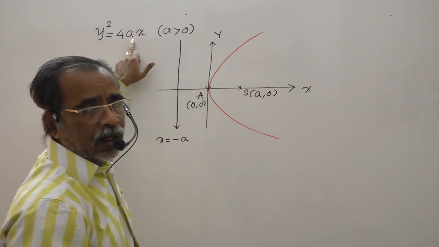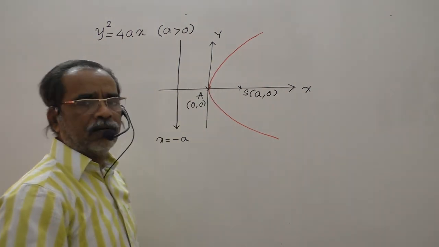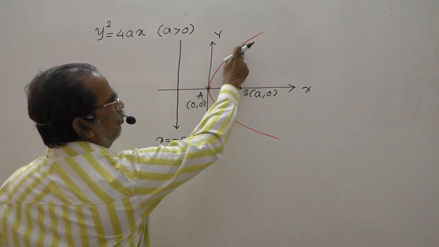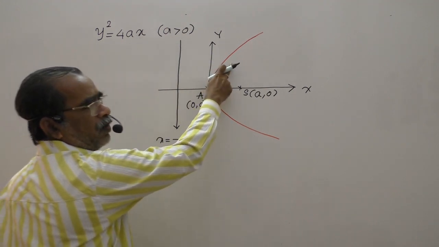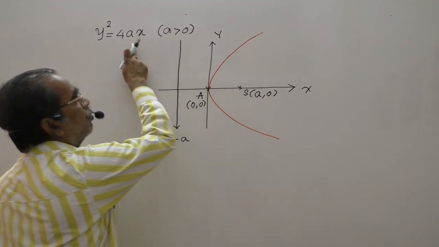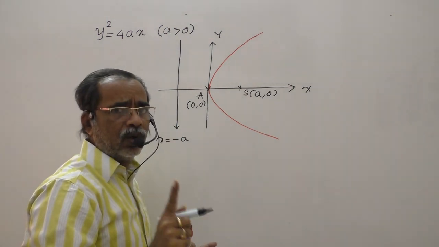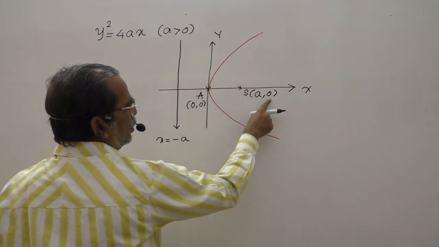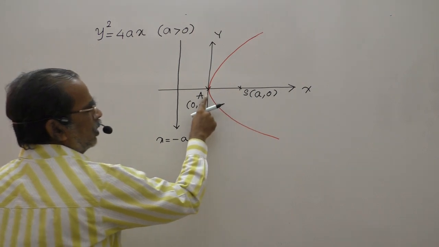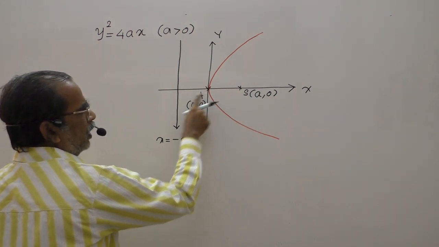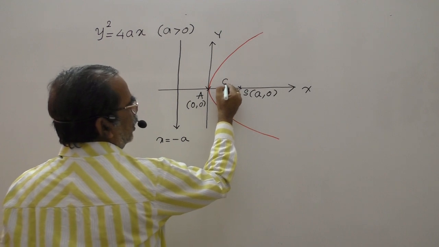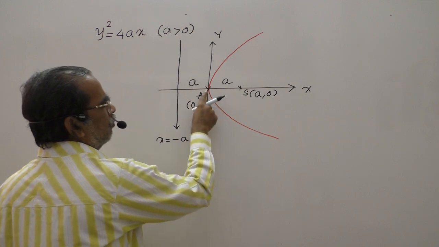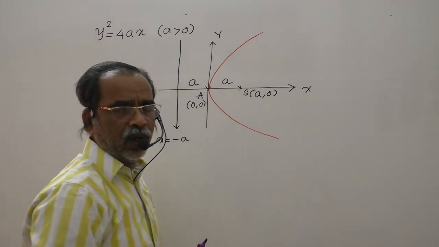So we have seen the derivation of this parabola and the nature of the curve. We will see once again here. This is the curve, y square equal to 4ax. This is important: this curve is y square equal to 4ax only. For this curve, this fixed point capital S, (a, 0), is the focus. This point (0, 0) is the vertex, and this is the directrix. The distance between vertex and focus is small a. Also the distance from vertex to directrix is small a.